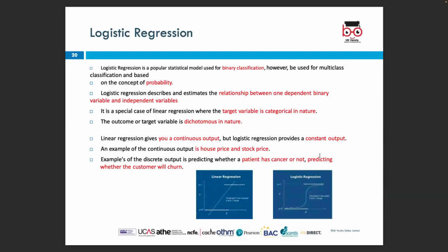It is a special case of linear regression where the target variable is categorical in nature. The outcome of the target variable is dichotomous in nature. Linear regression gives you a continuous output, but logistic regression provides a discrete output. An example of continuous output is a house price or stock price. Examples of discrete output are predicting whether a patient has cancer or not, or predicting whether the customer will churn. So we have the linear regression here, and the logistic regression is the one on the right.